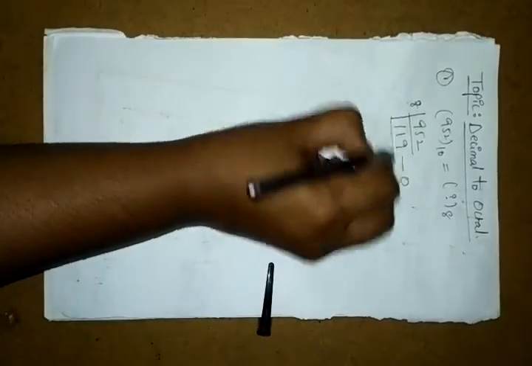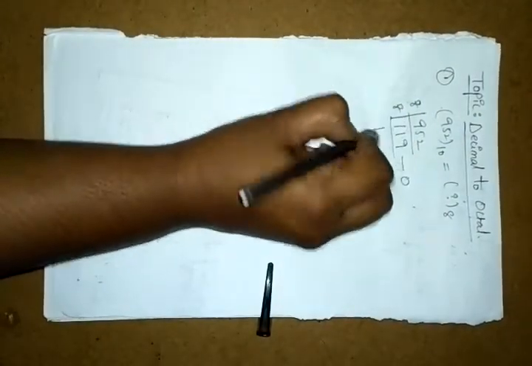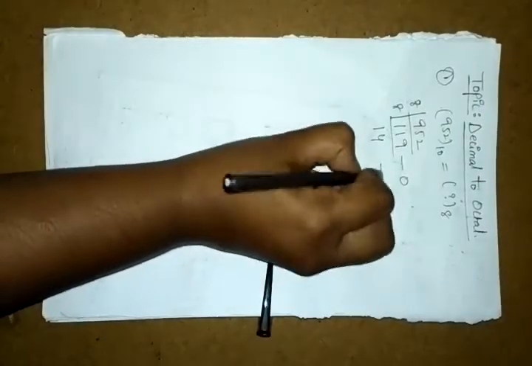Next, again go with 8. 8 ones are 8, left with 3, so we have 39. 8 fours are 32, and we are left with 7. The difference between 32 and 39 is 7, so we have the remainder 7.